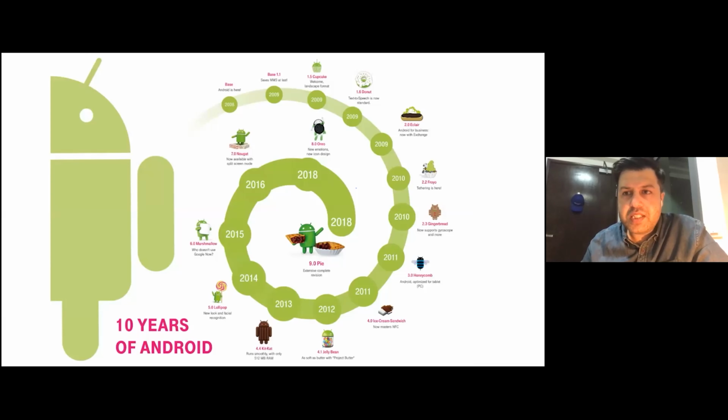This picture shows how Android has evolved over the years. In 2007, we had our first Android device using Android beta software. And then in 2008, we had the official release of Android. Since then, Android is now 11 years old.